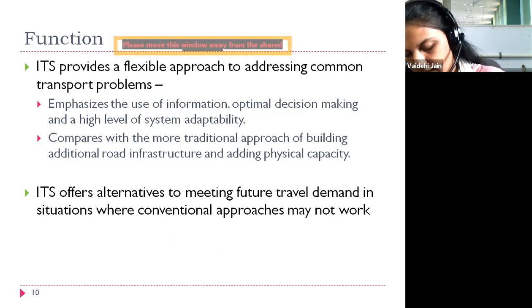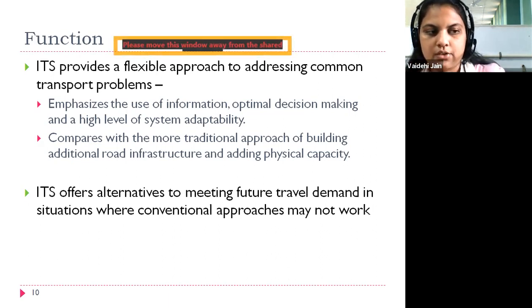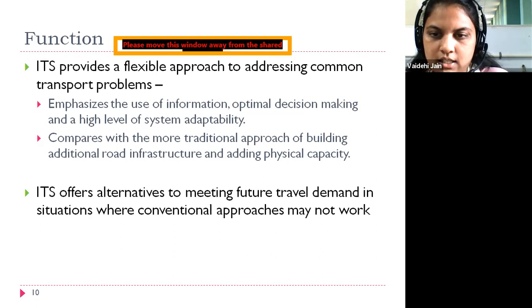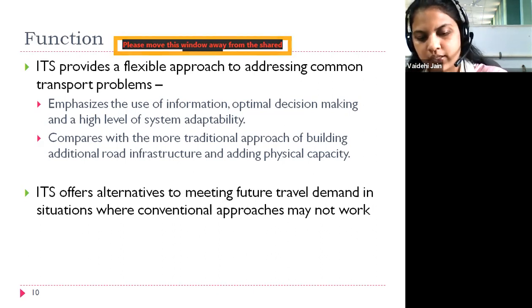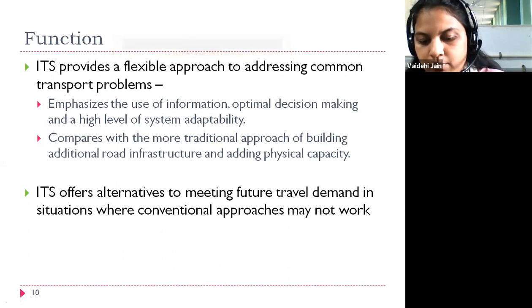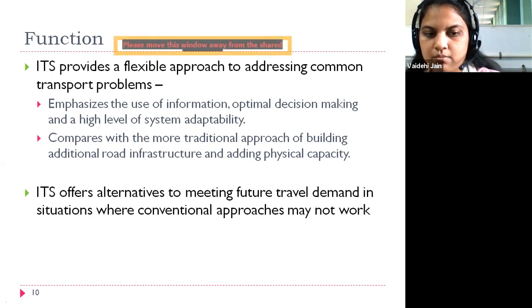Now, what is the travel demand? The travel demand means right now we have seen the congestion over there. This is again the impact of travel demand. In earlier days, that travel demand was not that much, but right now everyone has a vehicle. Everyone wants to travel from one place to another on their own. Plus, the public transport is still increasing, so the travel demand is increasing. So we need to find some alternative to fulfil that travel demand. That is why ITS is here.